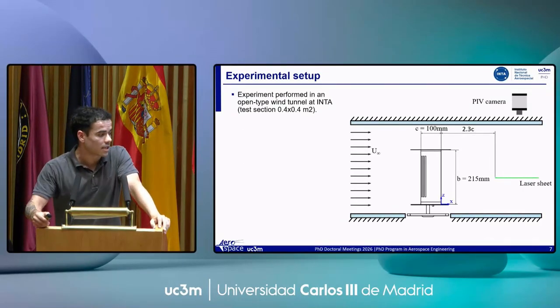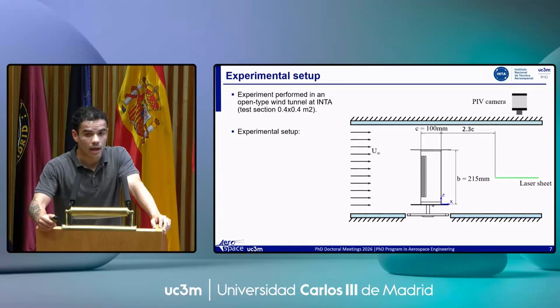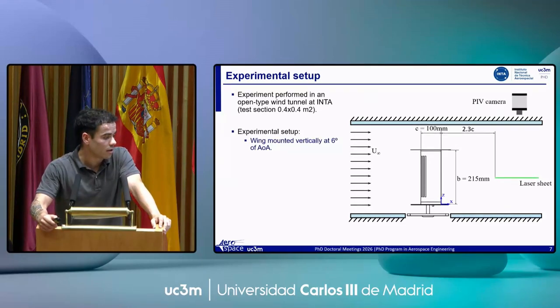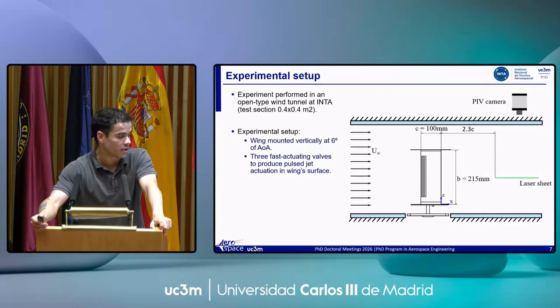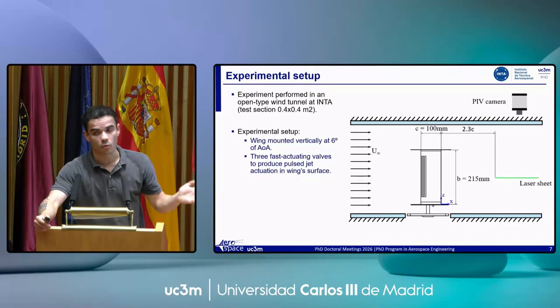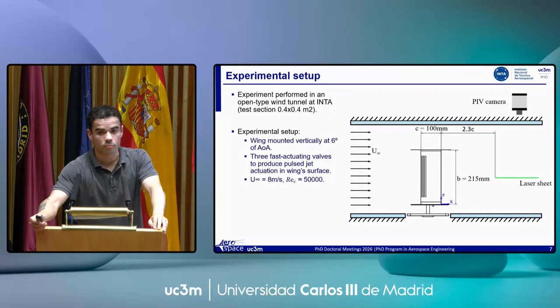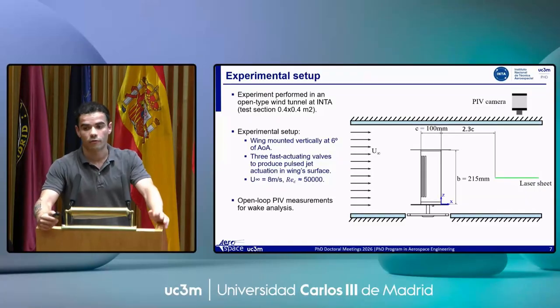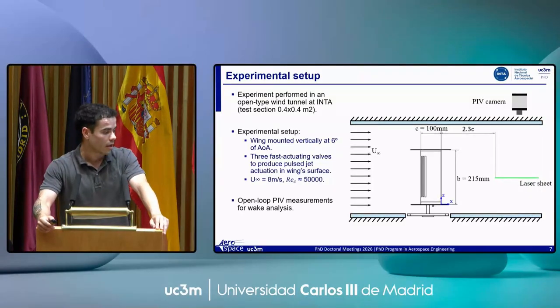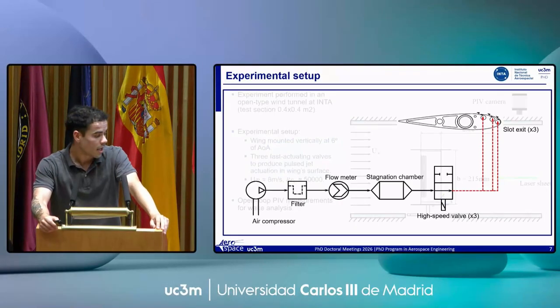In terms of the experimental setup, I will go fast in here. We are performing experiments in an open-type wind tunnel. The airfoil is a NACA 18 placed vertically at 6 degrees of angle of attack, and 3 fast actuating valves are the ones creating the pulse jet actuation in the wing surface. The core base Reynolds number is 50,000, and we are measuring the performance of the actuation in the wake using particle image velocimetry.